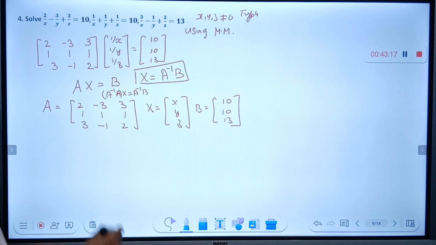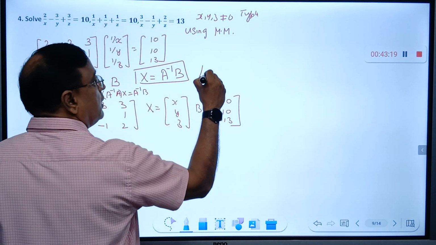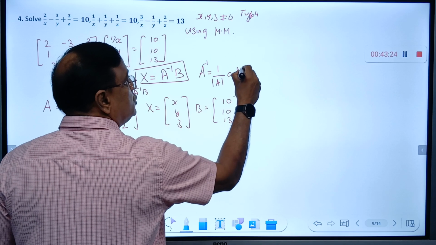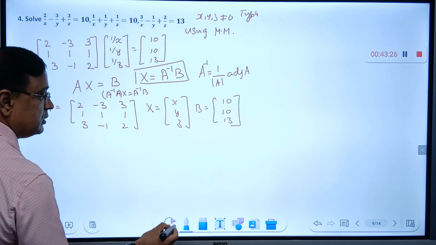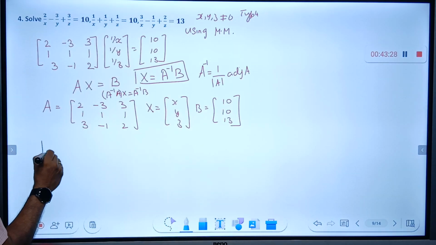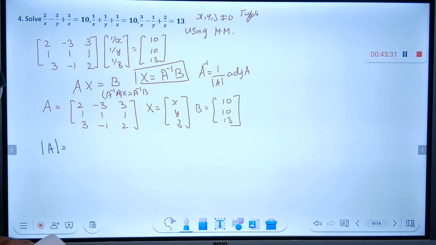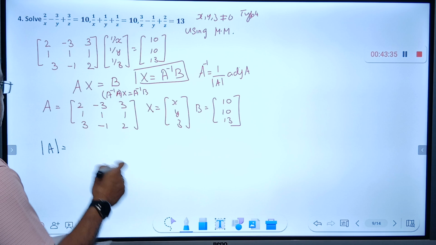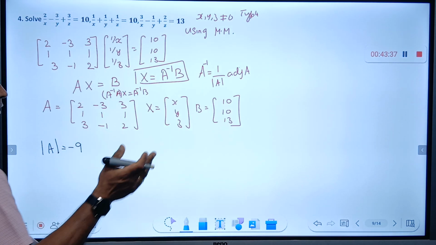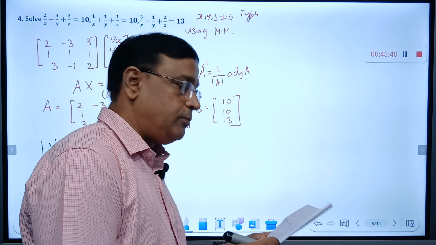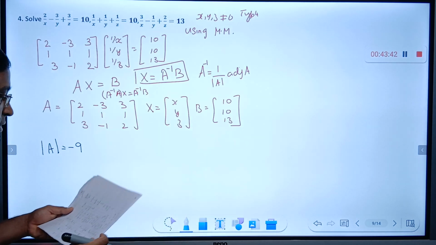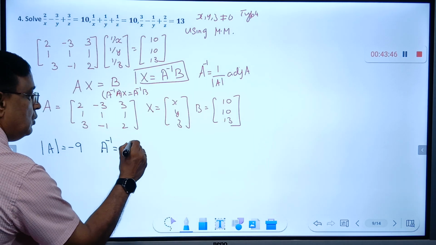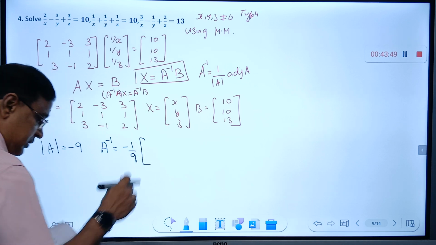Now how do I find the inverse? A inverse, what's the formula? A inverse formula is 1 by determinant of A into adjoint of A. Now how do I go about it? First I'll find the determinant of A. When I find the determinant of A, I think I am getting it as -9. I'm not doing it now, it's going to waste a lot of time. My determinant of A is -9, and I also found A inverse using the cofactor method, which I have kept. So I'm just writing it here.